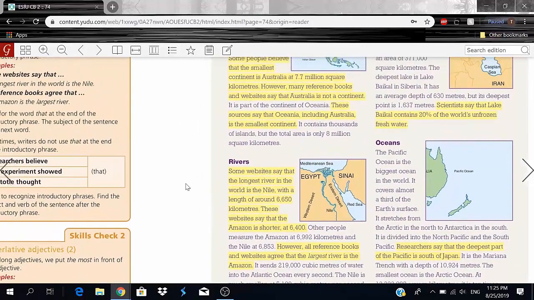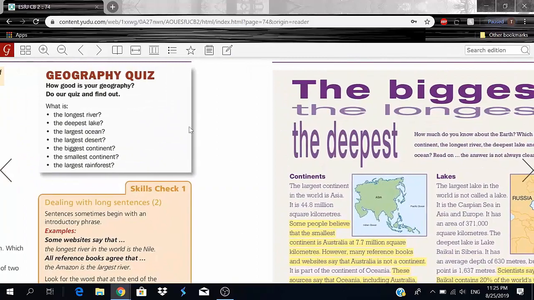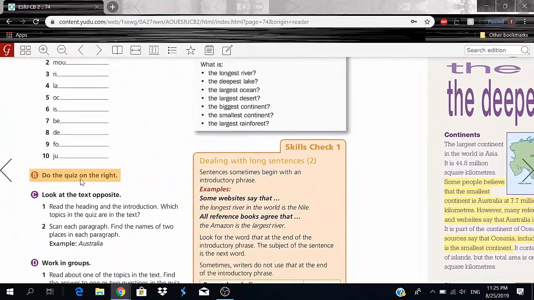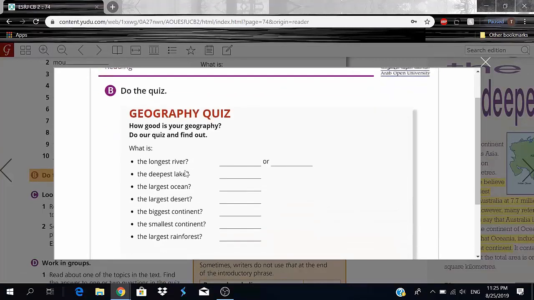Okay, so now that we read the text and the different parts of Earth, the continents, lakes, rivers, and oceans, let's go back to our quiz actually. So here we have exercise B, the quiz, and let's read the questions. So we have, what is the longest river? And we talked about this. It was not fixed. In the text it said that some people believe, depending on how you measure it, the Amazon is the longest, and other people say it's the Nile. So we'll just have to write both down.